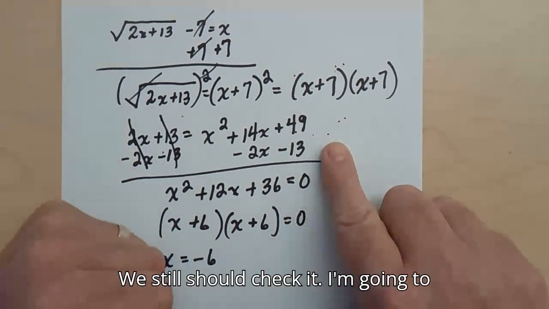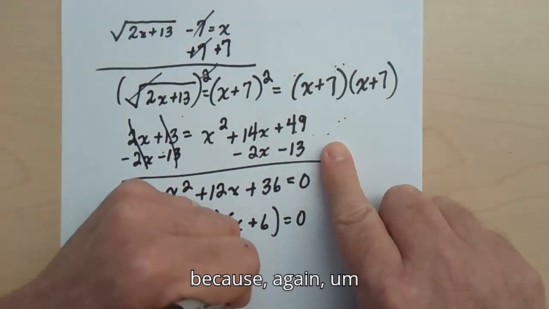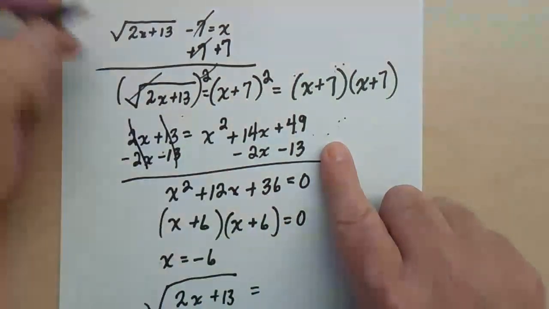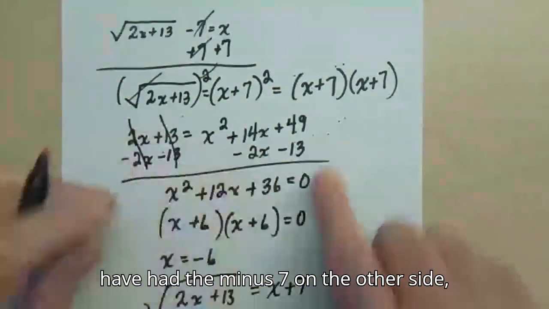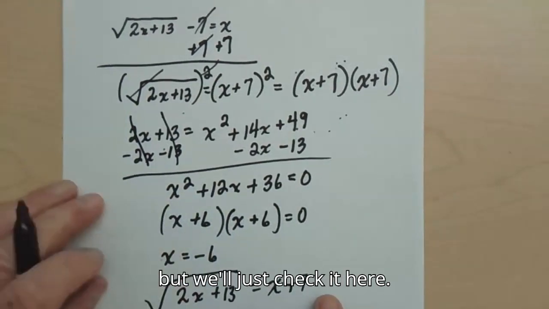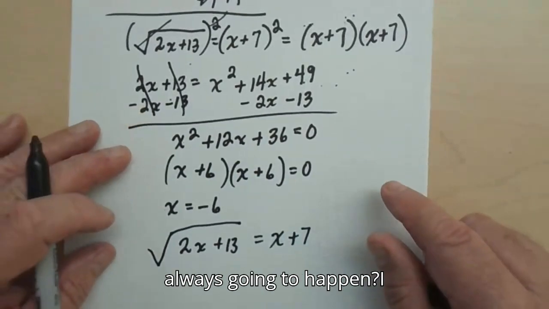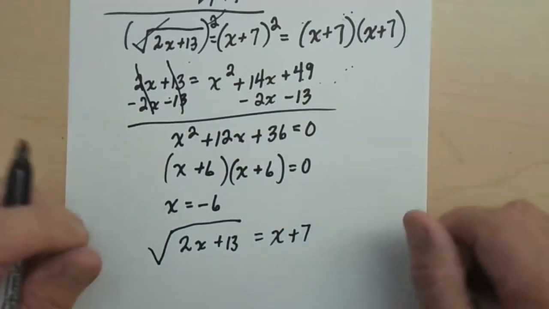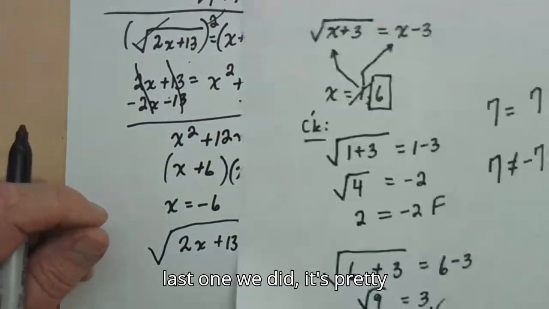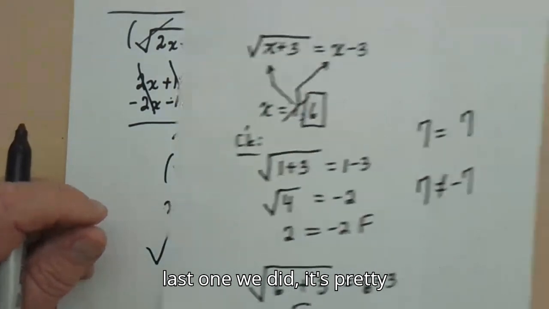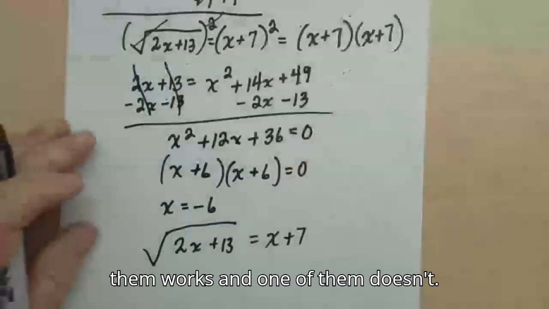We still should check it. I'm going to predict that it works because, again, Olivia was asking, is this kind of thing always going to happen? Well, I should have had the minus 7 on the other side, but we'll just check it here. I think for all the problems you see, if you get 2 different solutions like this last one we did, it's pretty much always going to be true that one of them works and one of them doesn't.